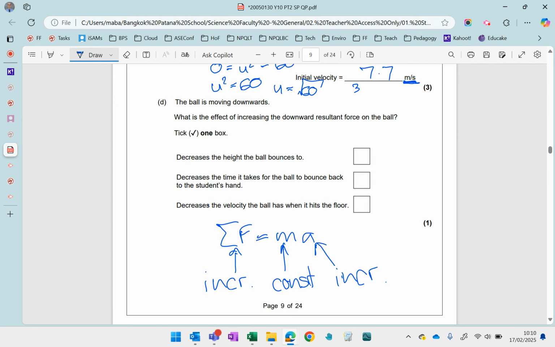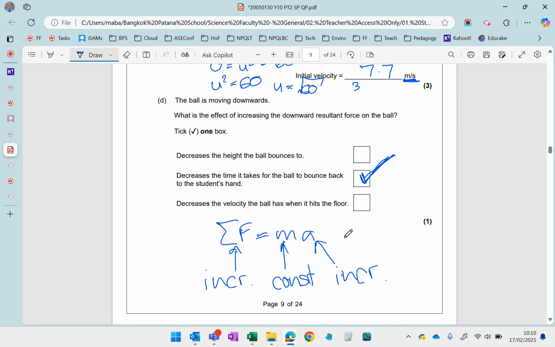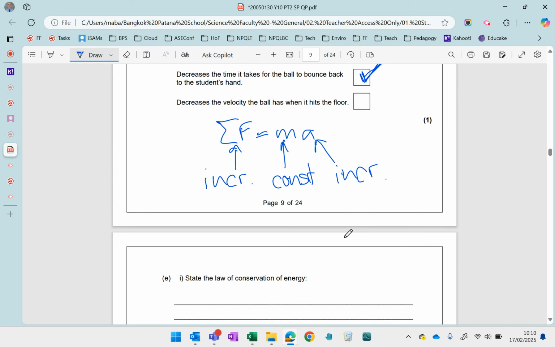Okay, so if you've increased the acceleration, then that means that it's going to decrease the amount of time it takes for the ball to bounce back to the student's hand. Why? Because the rate of change of speed is increased, so that means that it will reach a higher speed, so that means it will take less time.